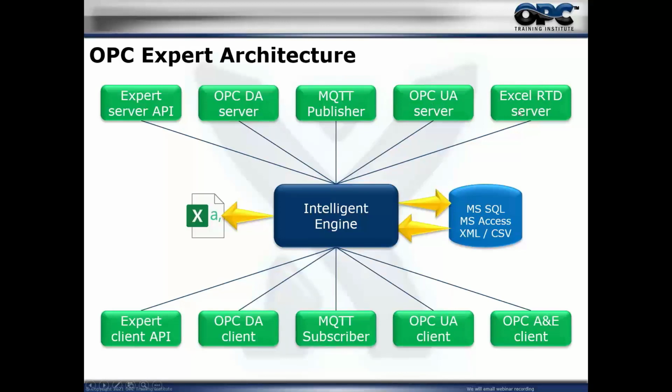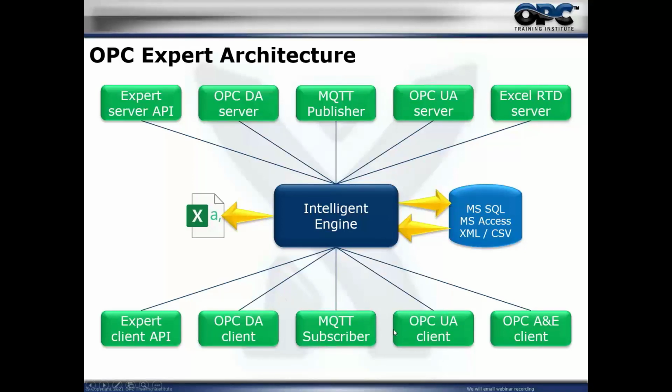There's an OPC UA server. There's an Excel RTD. So all of this, again, all of this, what you're looking at, these aren't separate applications. All of this is actually included right inside OPC Expert. So using this mechanism is how, for example, you can get OPC DA to UA conversion, or OPC DA to MQTT, or MQTT to UA, or DA, or UA to DA. Anyway, I think you get the idea.